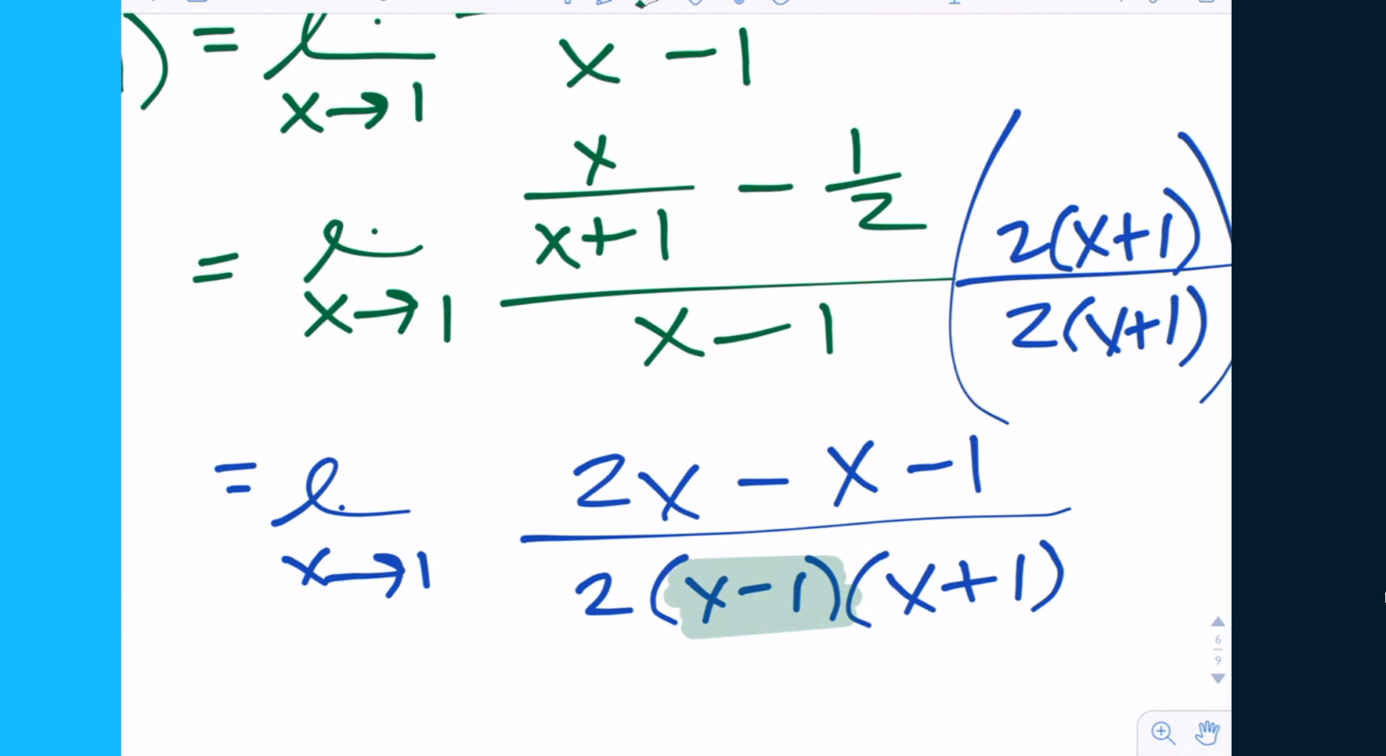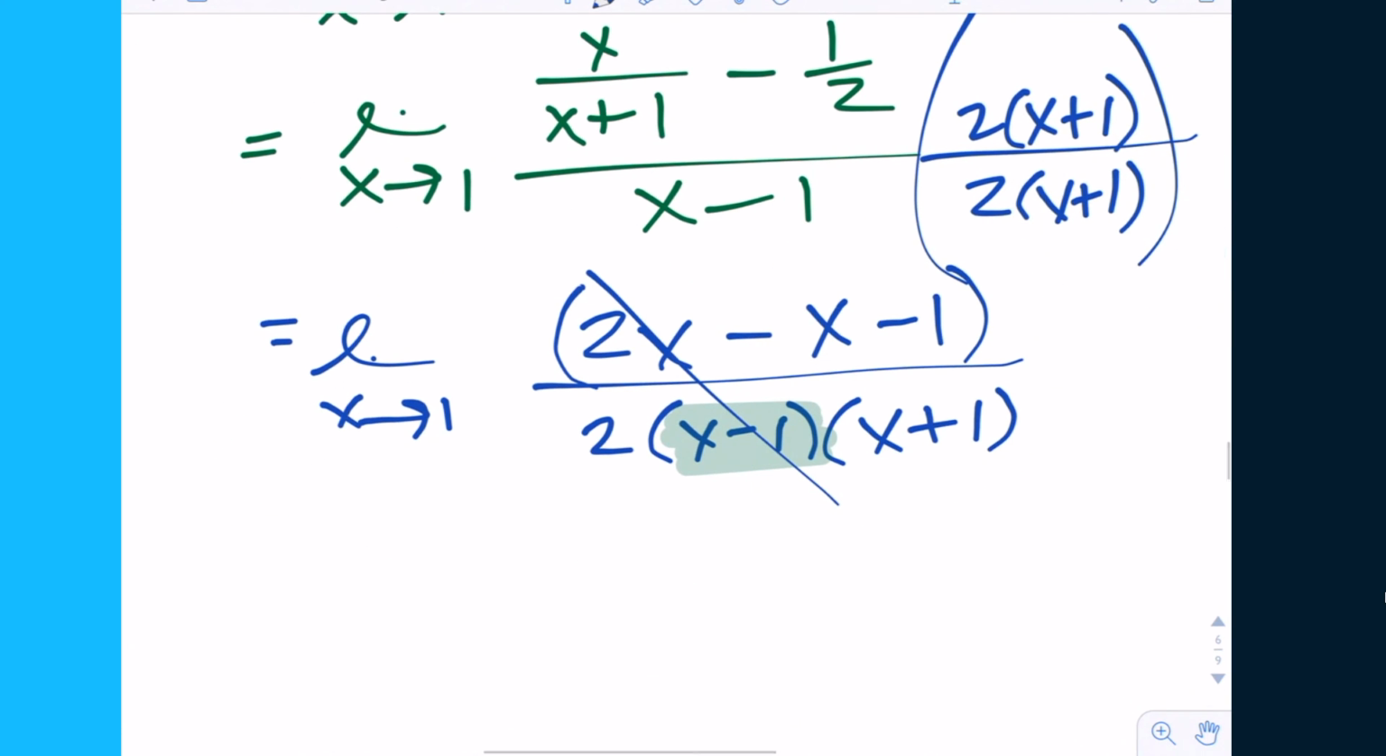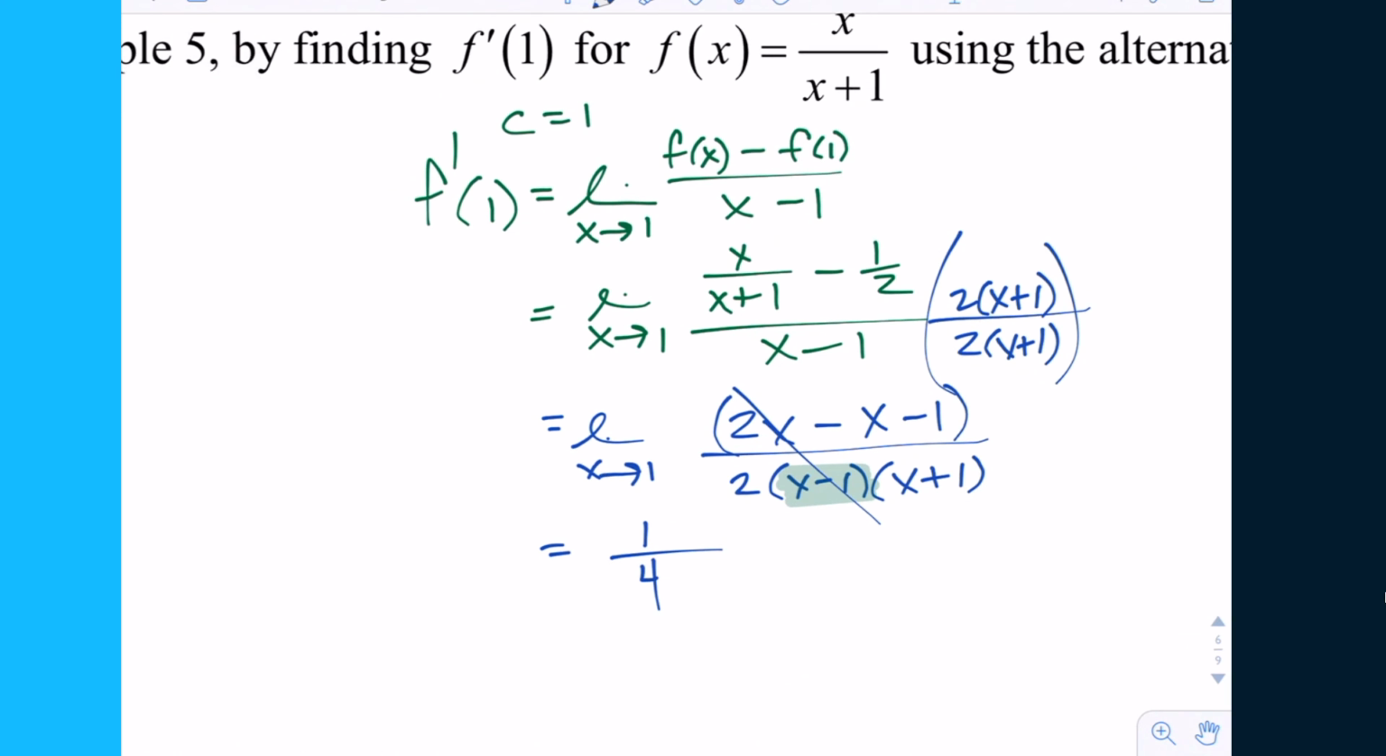Well, the numerator is 2x minus x minus 1, which simplifies to what? X minus 1. So rather than write it again, I'm going to group the whole thing in parentheses and then go, and it divides out. And now we plug into what's left, and we get a 1 that's left in the top. And there's only one x that remains. You plug in a 1, you get 1 plus 1 is 2. 2 times 2 is 4.